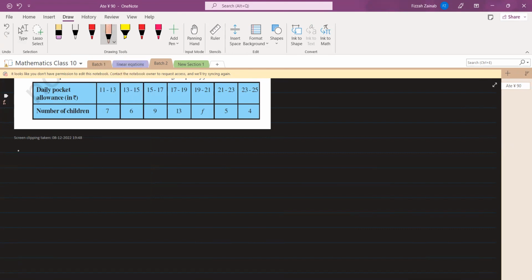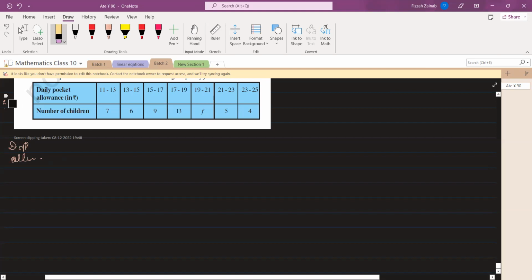All right. Now first is daily pocket allowance. So I'm writing in short, daily pocket allowance. Oof, pen is not working. Please, you start making your table.